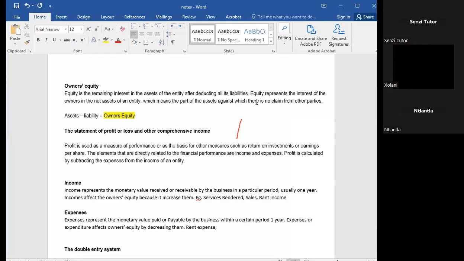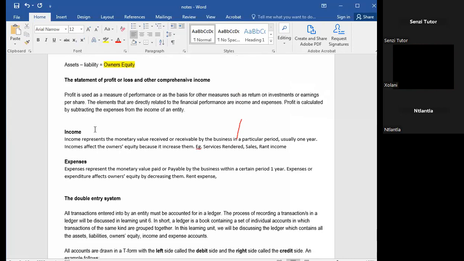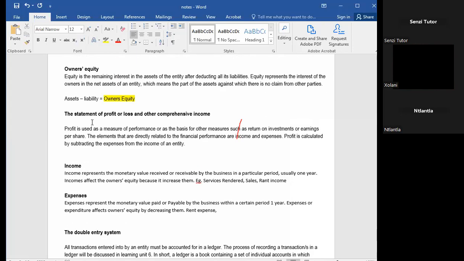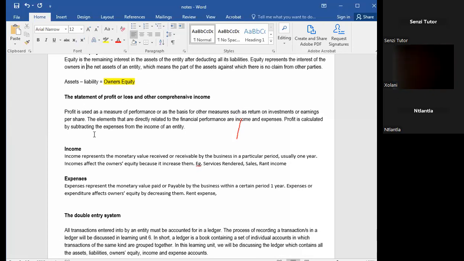Therefore, they tell us that owner's equity represents the interest of the owner. How much money did you make? You will see by taking your assets and minus liabilities, and then you will see the money that you have managed to make this year. All right.